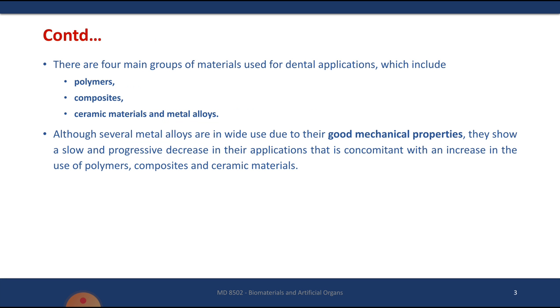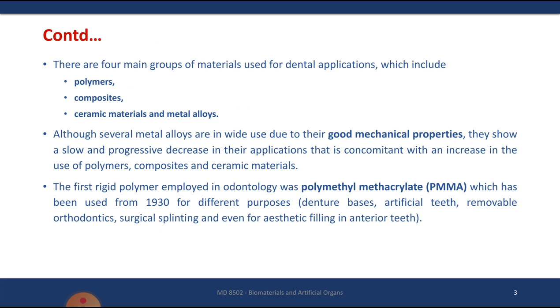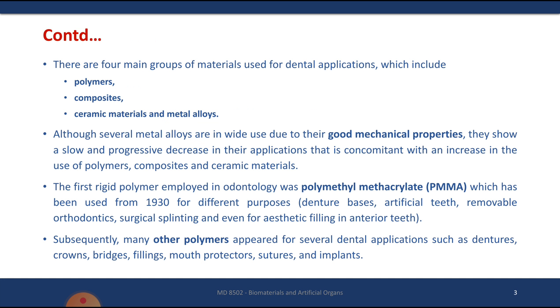But in recent times they also use polymers, composites and ceramic materials. When we talk about polymers, the first polymer which was used was polymethyl methacrylate, in the year 1930. There are also other polymers which are used for dentures, crowns, bridges, fillings, protectors, sutures and implants. So this is about the introduction.